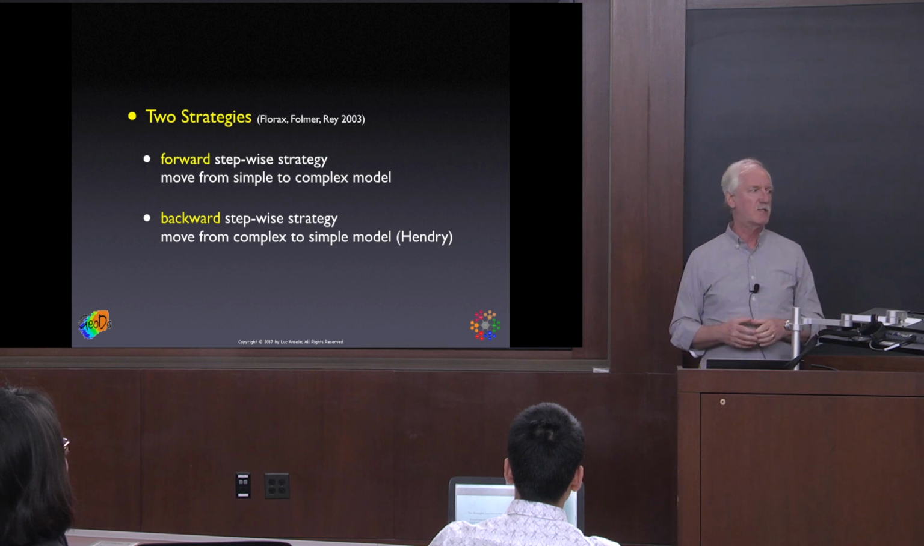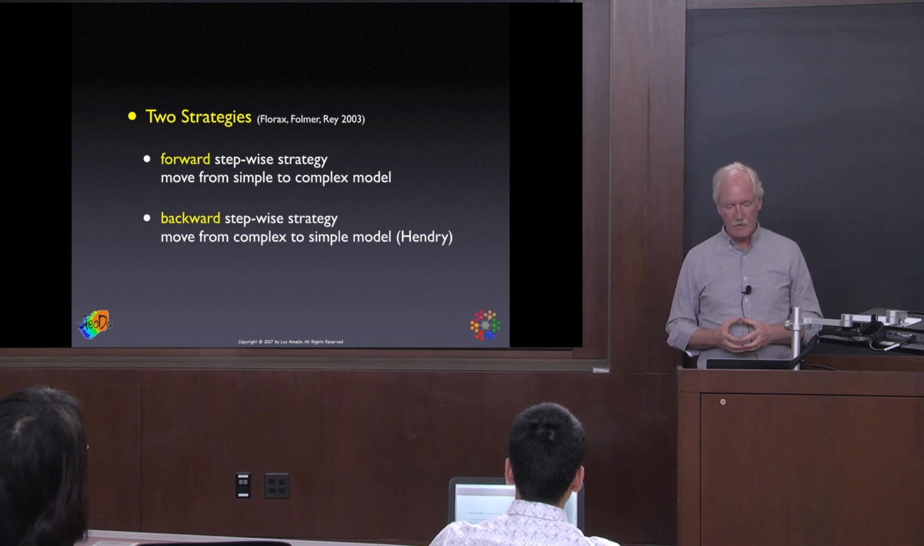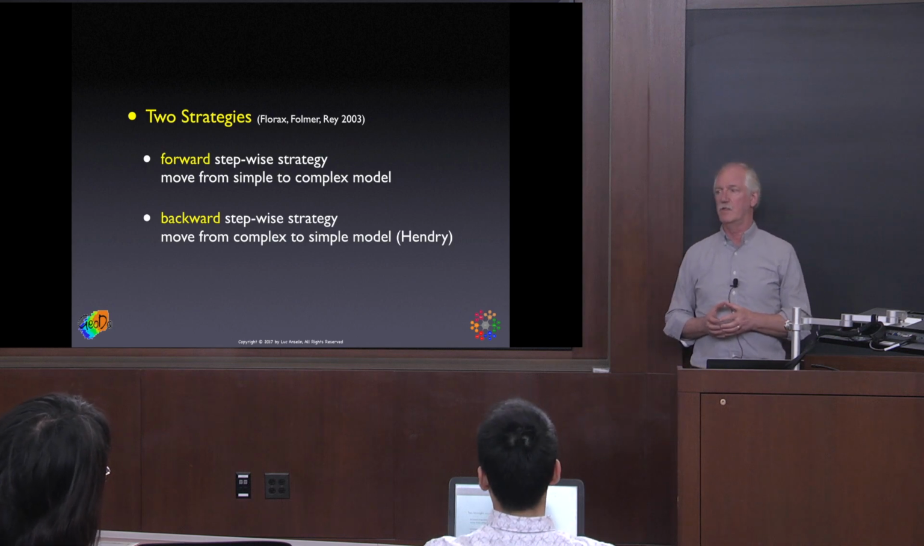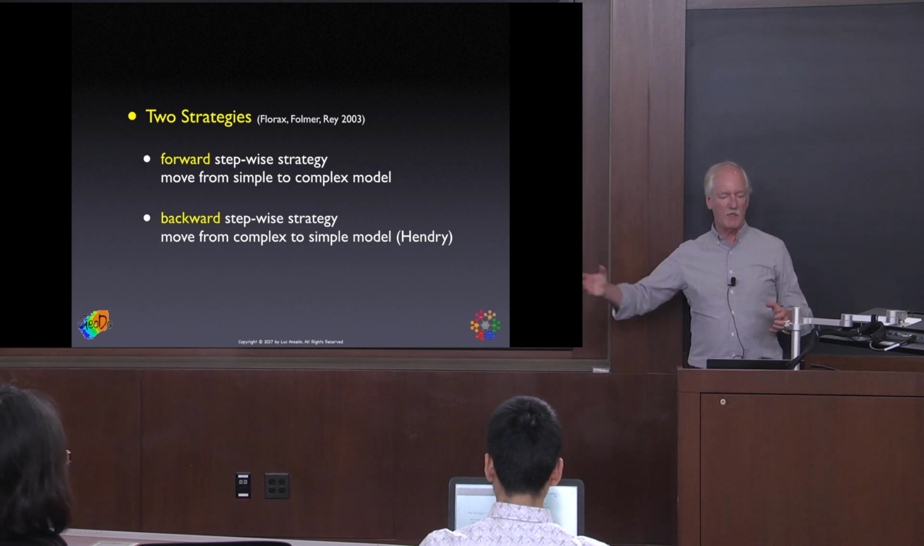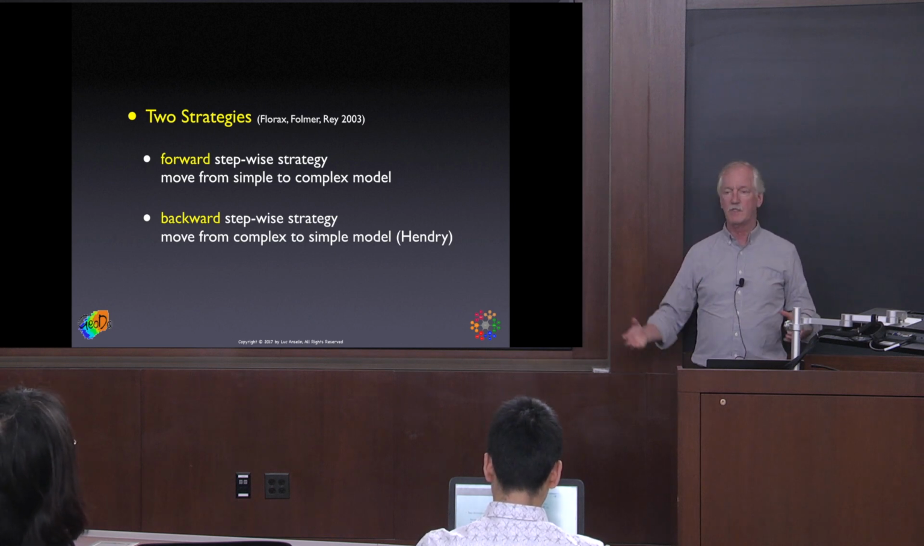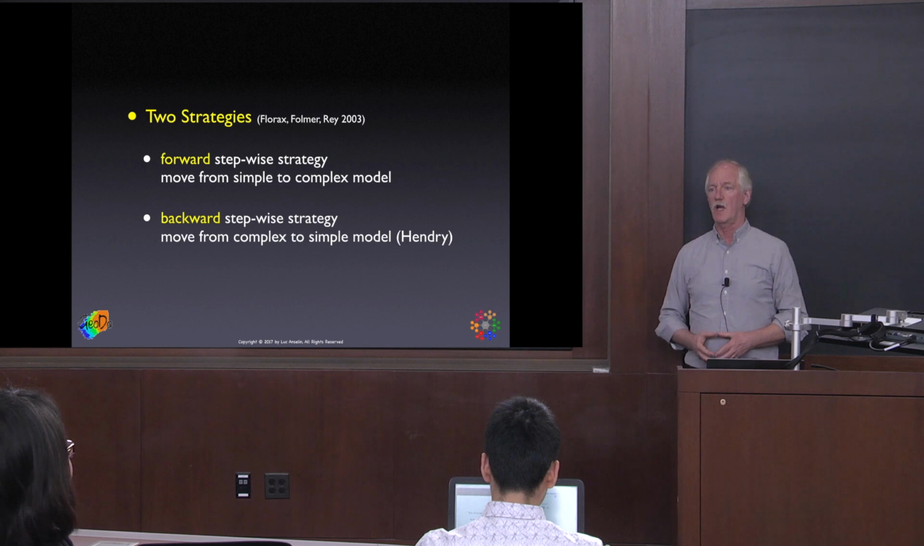But in econometrics, and to some extent in statistics, you do worry about it. And there's basically two ways to go about it. One is from simple to complex. The other one is from complex to simple. And simple to complex is called a forward strategy.